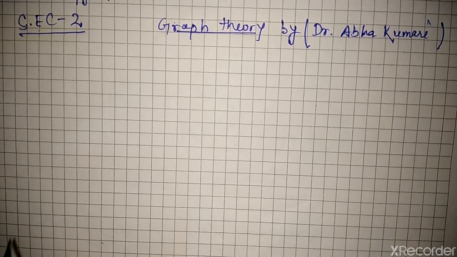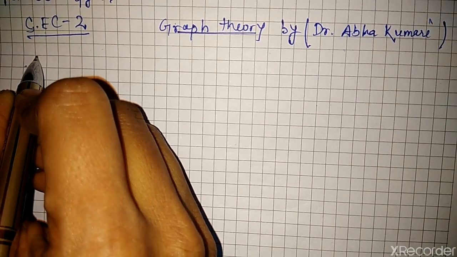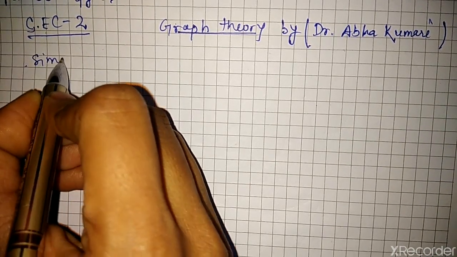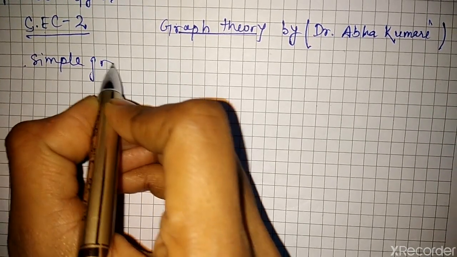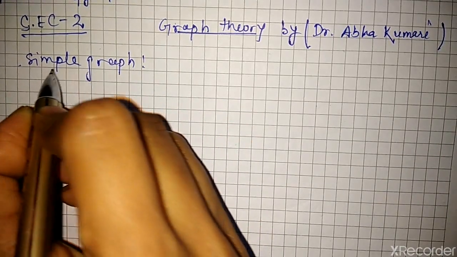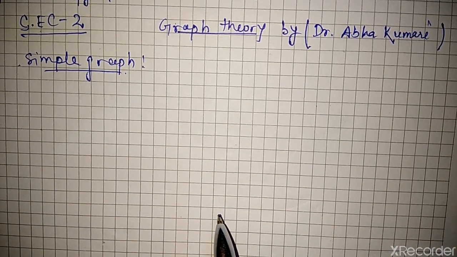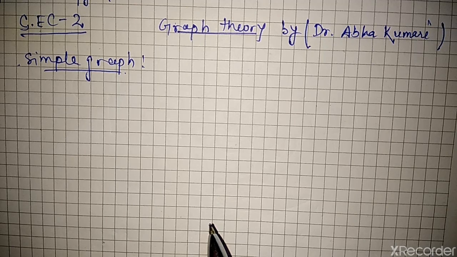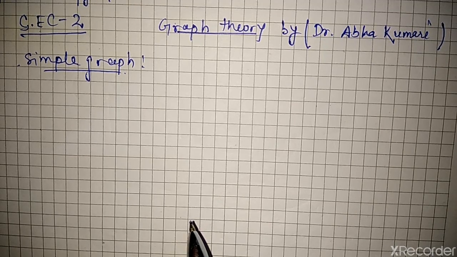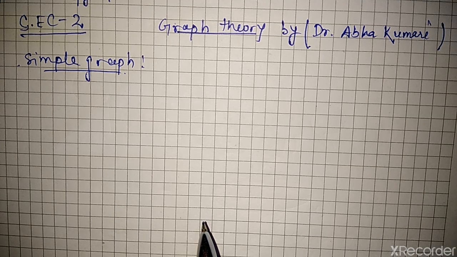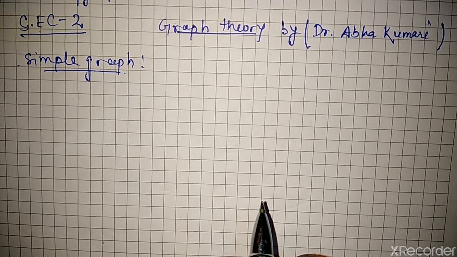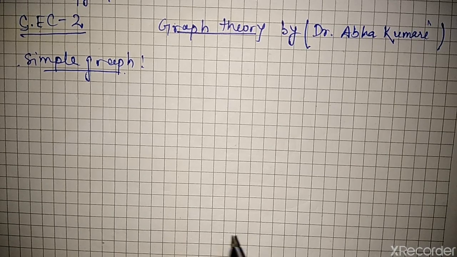Today we will discuss some other definitions from graph theory. Our next definition is simple graph. First we understand what a simple graph is. A graph which is free from any loop or multi-edges is called a simple graph.